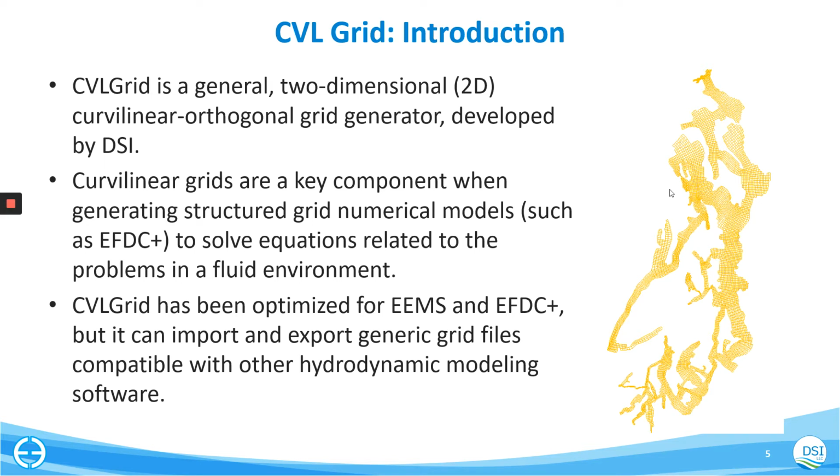Orthogonal grid means the cells are 90 degrees or close to 90 degrees with each other. If the grids are not 90 degrees, or if the grids have a very high angle among them, then it can cause mathematical instability issues. So CVL Grid helps you make sure that you can generate grids that are very close to orthogonal. They're a key component of these kinds of grid-based numerical models.